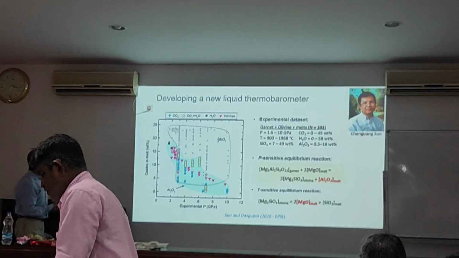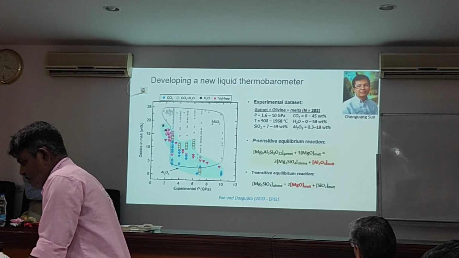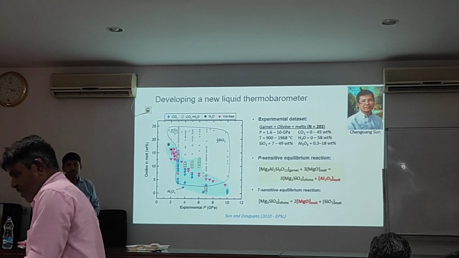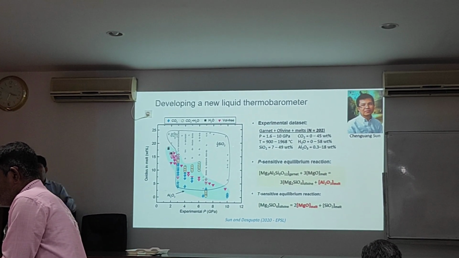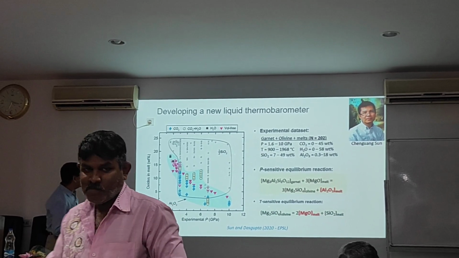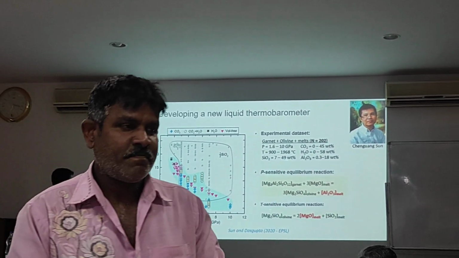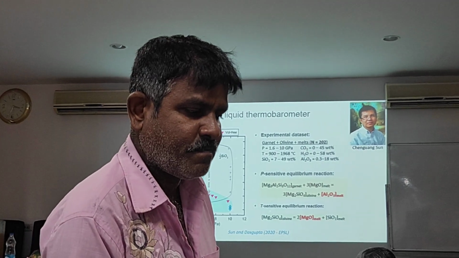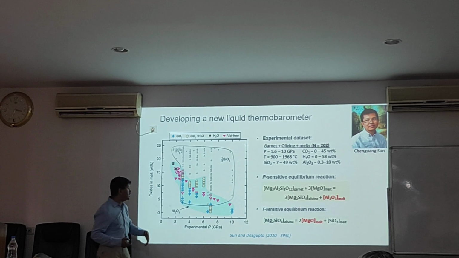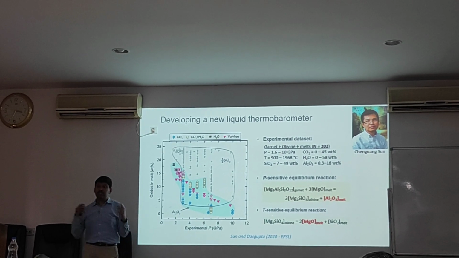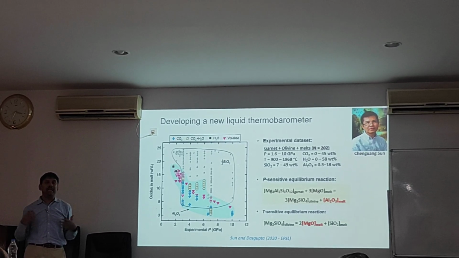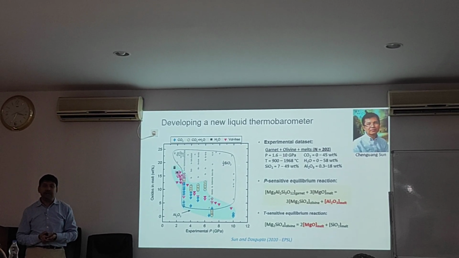So this is where our new work came in, developing a new liquid composition-based thermobarometer. This is the work of my former postdoctoral researcher, Cheng Wong Sun, who is now a faculty member at UT Austin, doing great work on his own. What he and I showed, again, is the point I already made. If you plot the oxides in the melt as a function of experimental pressure, so these are not new experiments, by the way, this is just a compilation of experiments people have done, partially melting mantle rocks and documenting their partial melt compositions.